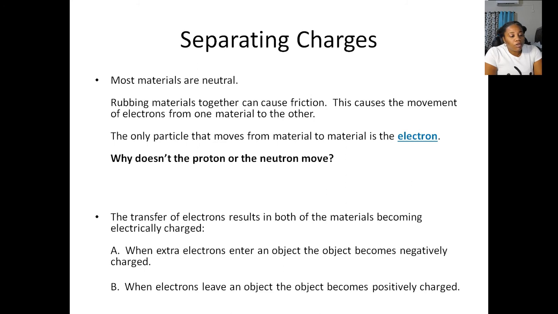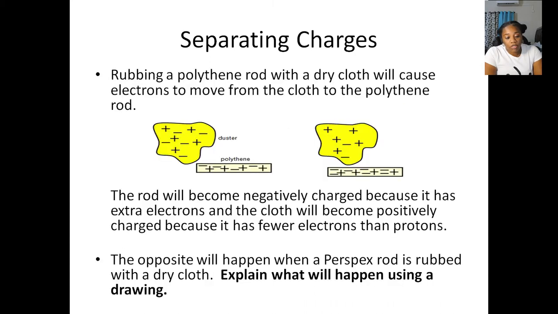So the transfer of electrons results in both of the materials becoming electrically charged. When extra electrons enter an object, the object becomes negatively charged. When electrons leave an object, the object becomes positively charged.